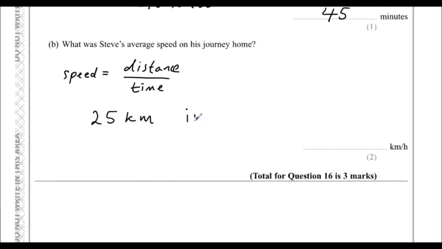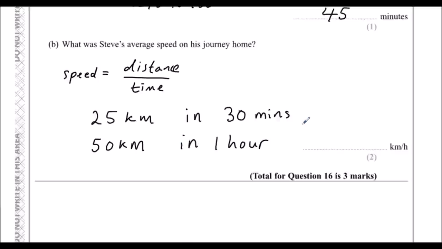So I'm not going to use speed equals distance over time. To go from 30 minutes to an hour, I'm going to double it. So he went 50 kilometers, or he was going at the speed of 50 kilometers in 1 hour. In 1 hour, if he kept going at the same speed, he would have gone 50 kilometers. So that's 50 kilometers per hour. If he goes 25 kilometers in half an hour, he would have gone 50 kilometers in a whole hour.